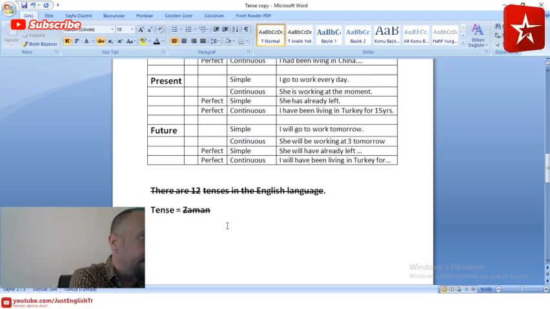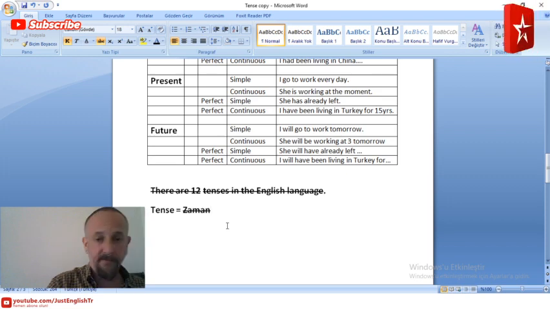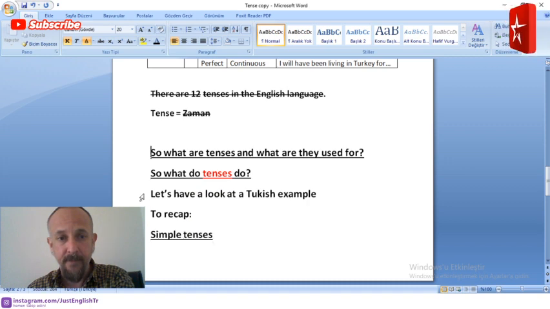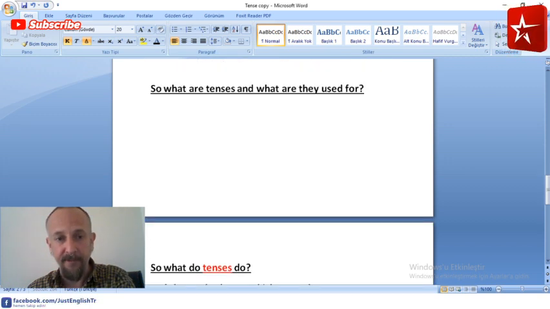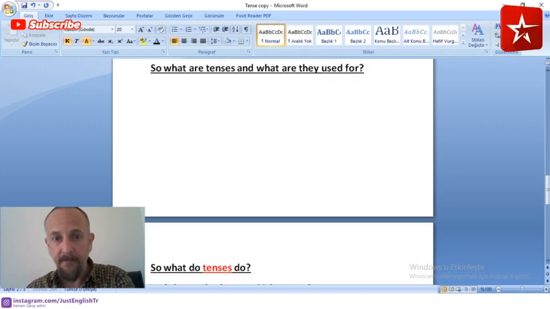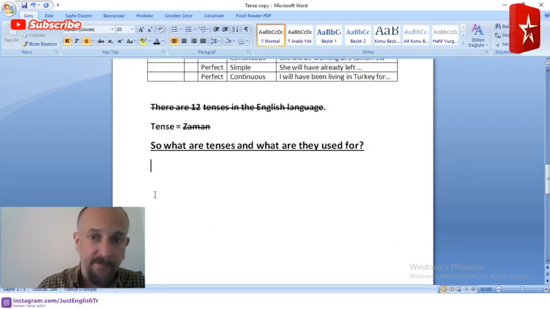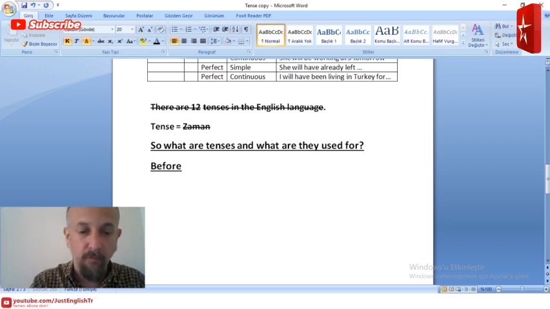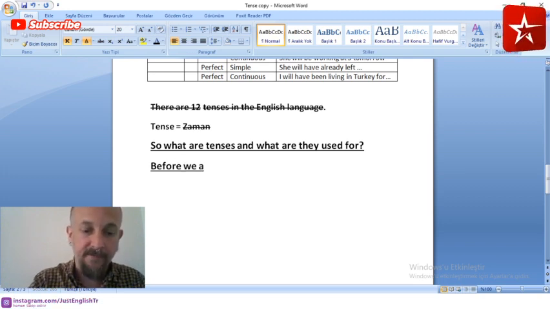I'm going to quickly go here to my notes. So we're going to begin, and I'm going to bring this up to the top, and I'll bring these down to the bottom because I'm going to use those later. Just want to save a little bit of time, so I'm not writing continuously. So what are tenses and what are they used for? Well, before we answer this question, I'll continue writing.